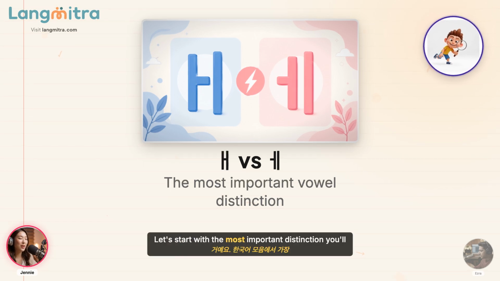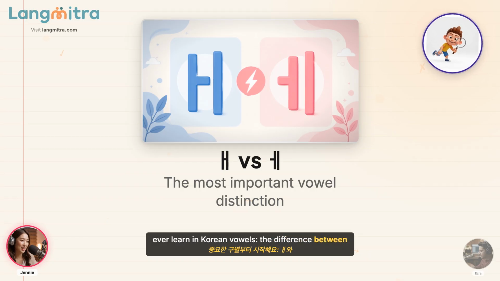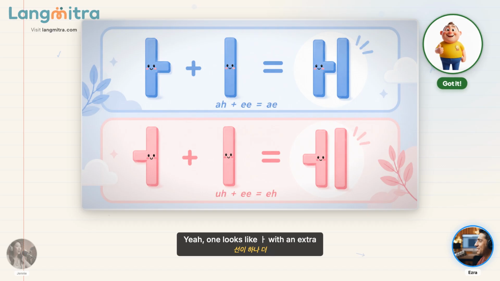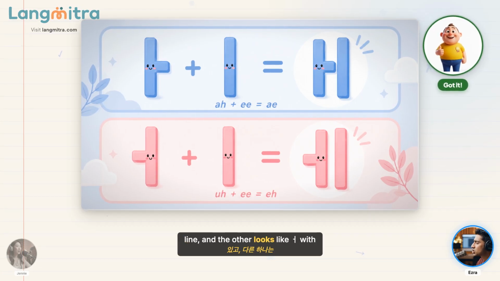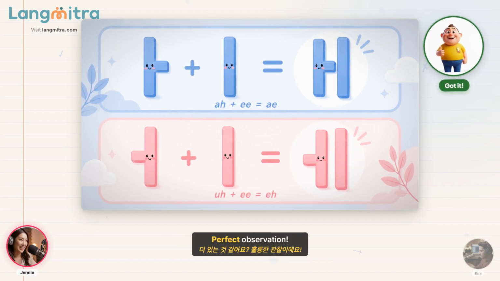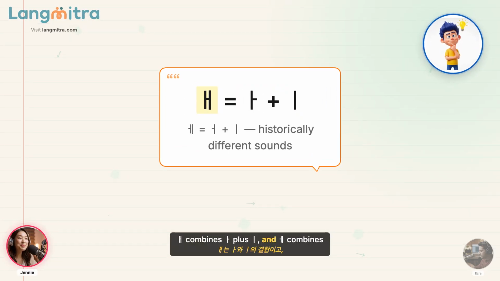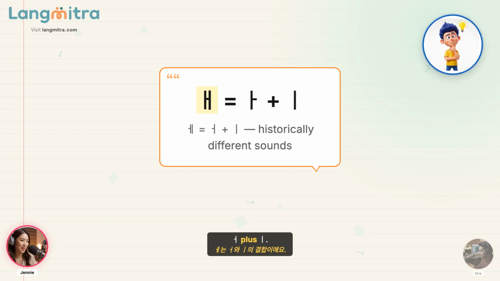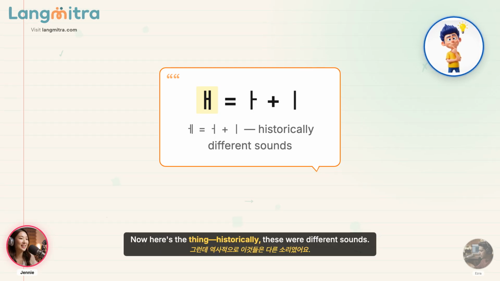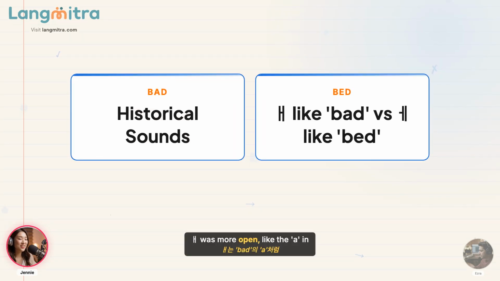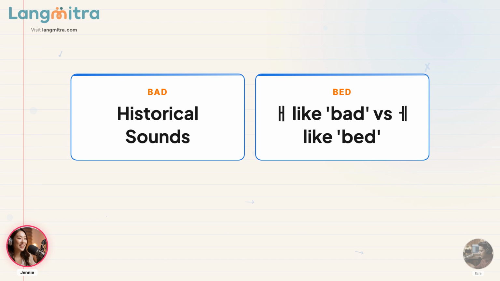Let's start with the most important distinction you'll ever learn in Korean vowels, the difference between e and e. Can you see them written? Yeah, one looks like ah with an extra line, and the other looks like ah with an extra line. Perfect observation. E combines ah plus e, and e combines ah plus e. Now here's the thing. Historically, these were different sounds. E was more open, like the a in bad, and e was closer to the e in bed.